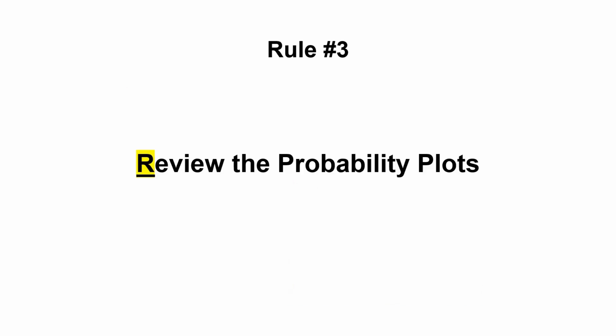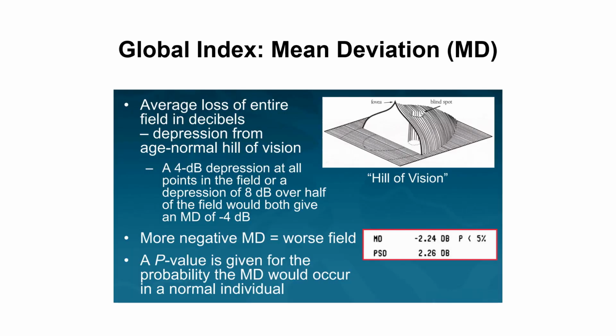So rule number 3, review the probability plots. Coming now to the global indices, we'll talk about the two most important ones. The first one is the mean deviation, the MD. From the name you understand that it's talking about the mean, the average, and deviation. It's the average loss of the entire field in decibels, or in other words, the depression, the loss compared to the age-normal hill of vision.